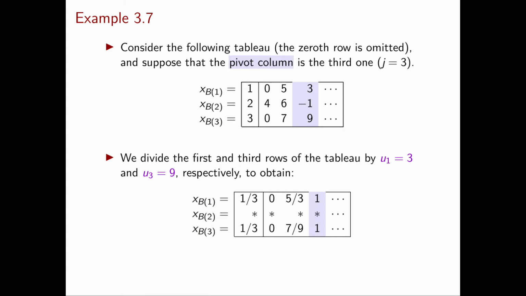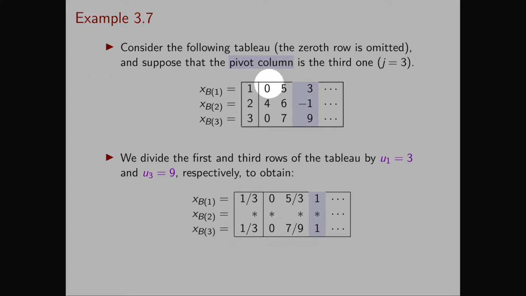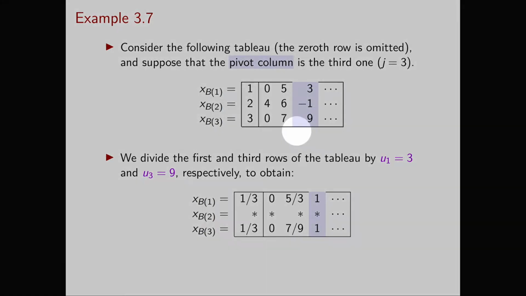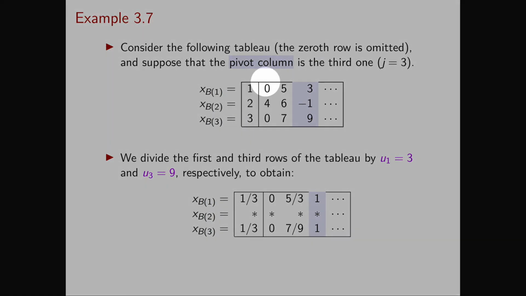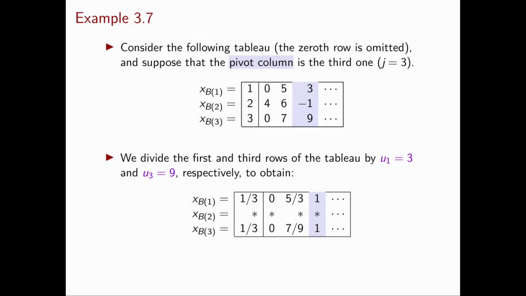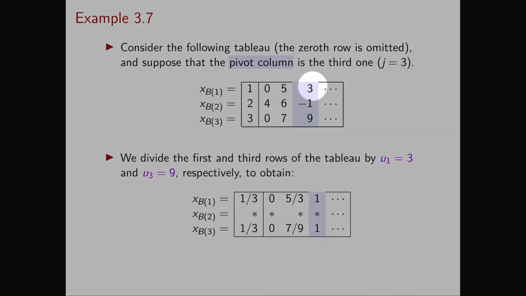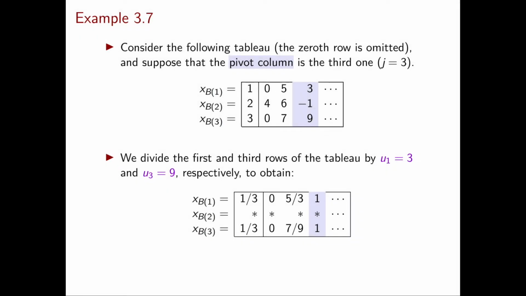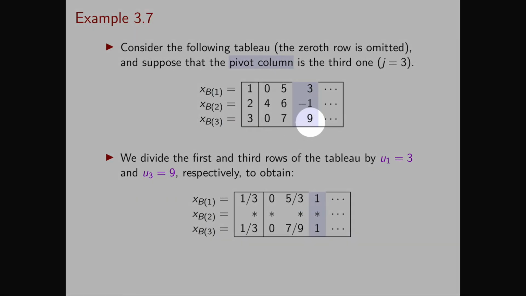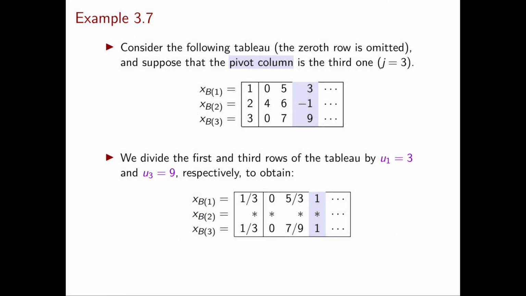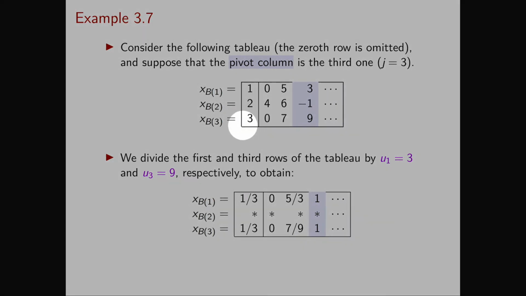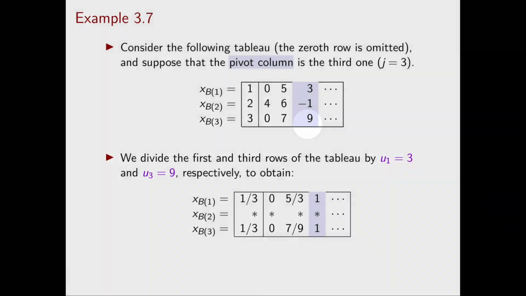What it tells us is that in order to break this tie, we should now compute the ratios 0 divided by 3 and 0 divided by 9. So essentially, we should look at the first column of the tableau instead of the 0th column. But in this case, you see, we still have a tie because we have 0 in both cases. So now we look at the second column, 5 divided by 3 and 7 divided by 9. The smallest is 7 divided by 9, therefore we pick the third basic variable to leave the basis, so the pivot row will be the third and the pivot element will be 9.